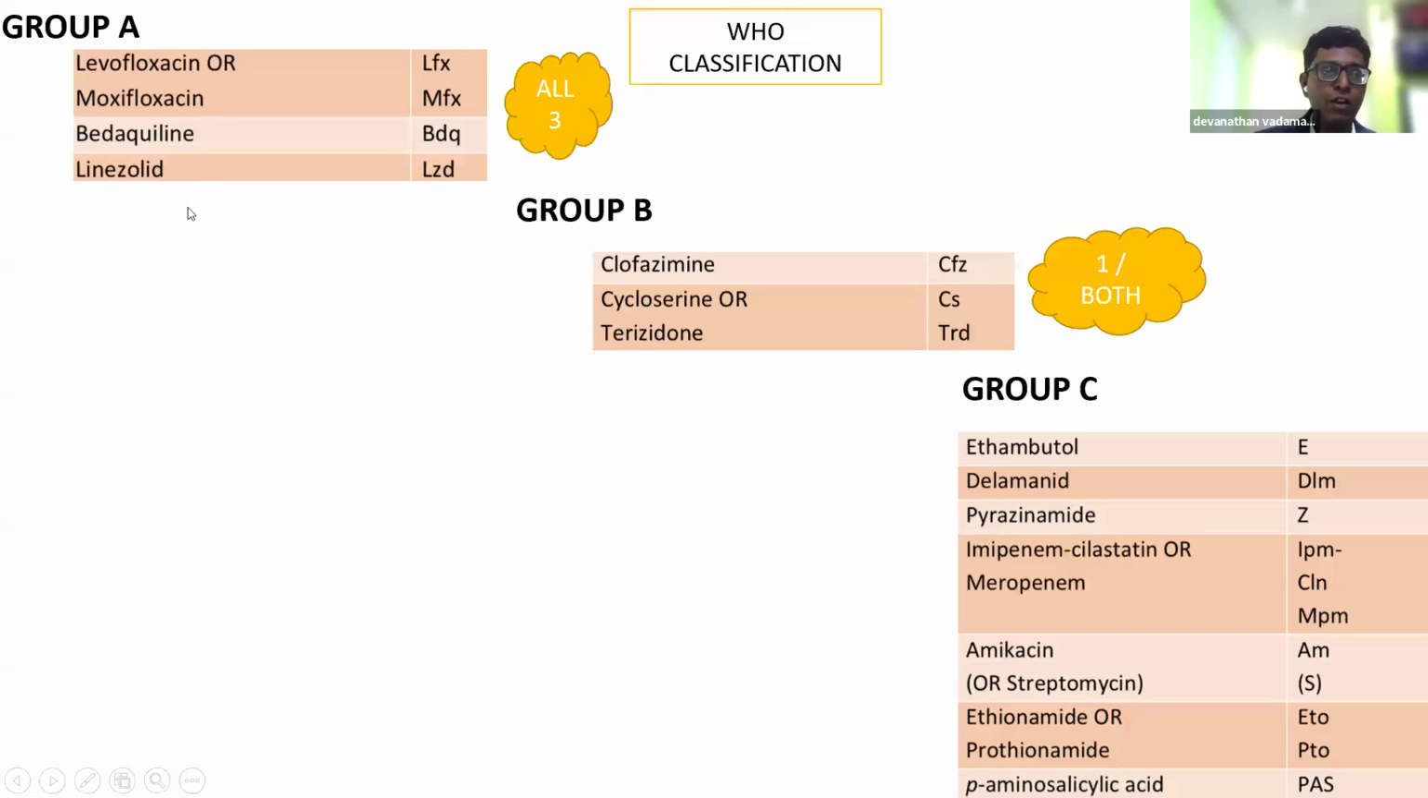Additional resistance to either bedaquiline or linezolid, you term it as MDR-TB. So 3 drugs we have in group A: levofloxacin, bedaquiline, and linezolid. Group B, we have 2 drugs: clofazimine and cycloserine.